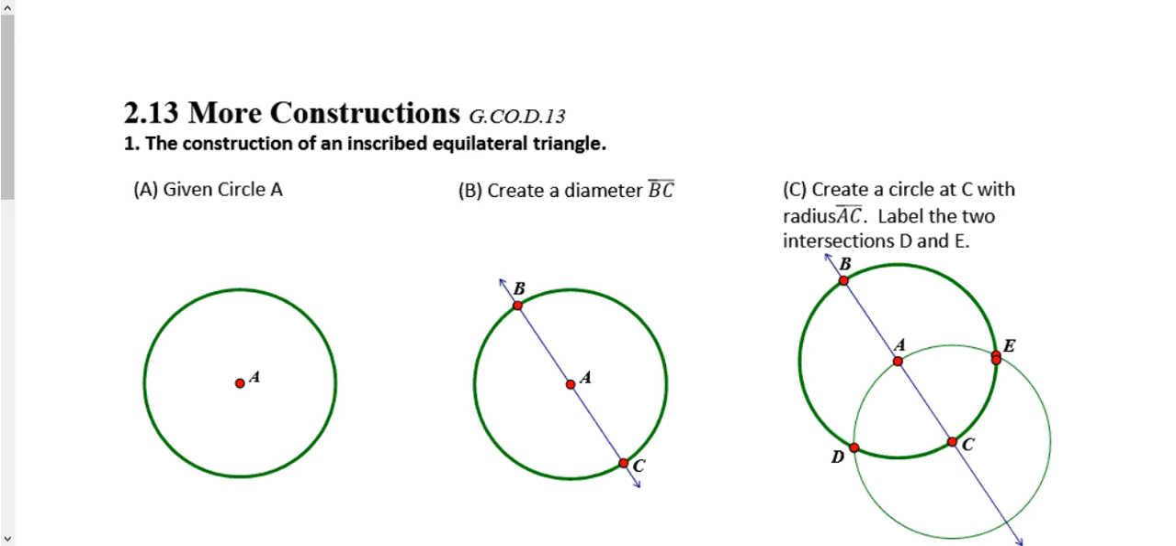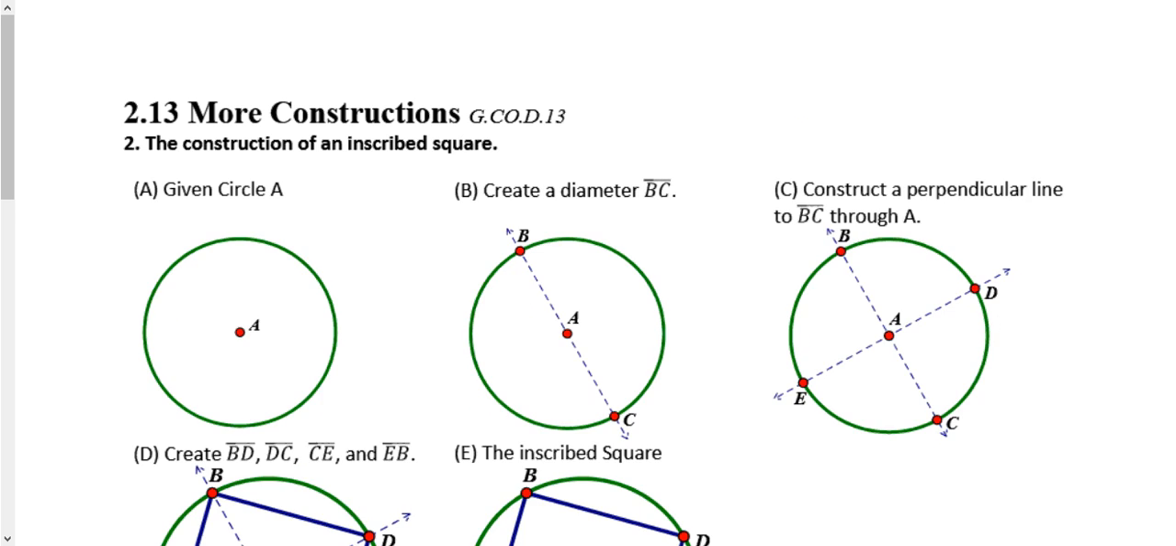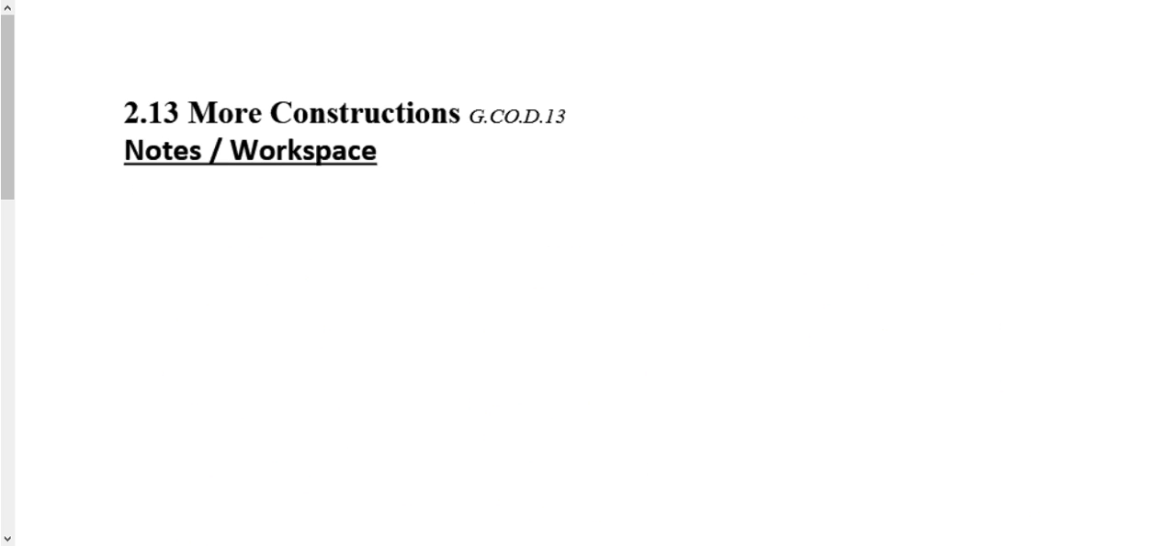So, we're going to construct some inscribed and circumscribed figures, but I want to give you a note with some definitions, okay? Because sometimes they just will throw terms out there, never really define what it means, so let's do that now. Let's go to our notes page. It's right here.